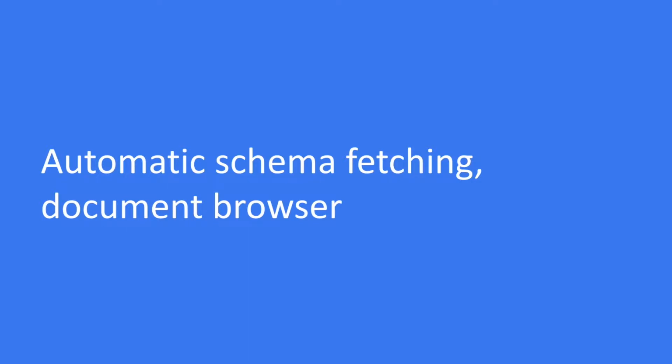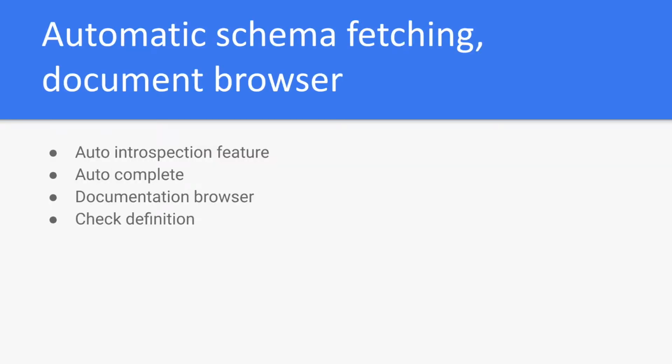In this video, we are going to talk about some quite straightforward but very useful features for Insomnia to manage GraphQL requests. We're going to talk about how to use the auto introspection feature, about how to autocomplete when editing a query, about the documentation browser, and how to check definition.